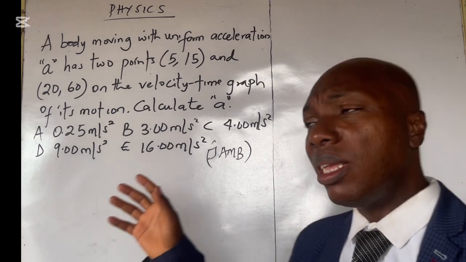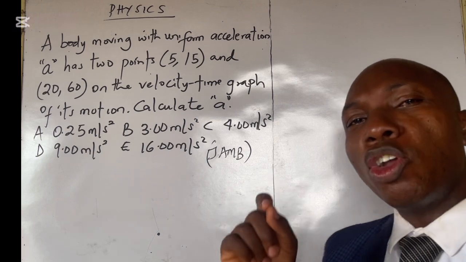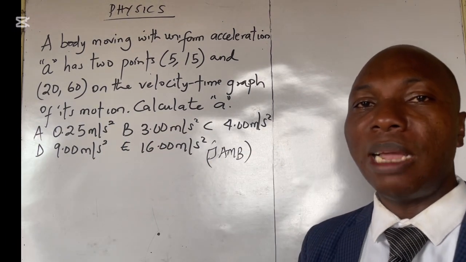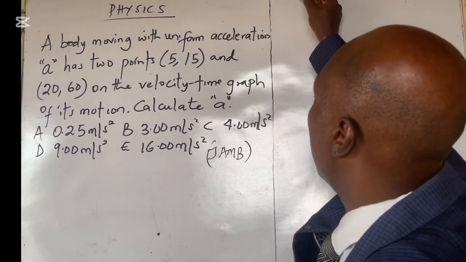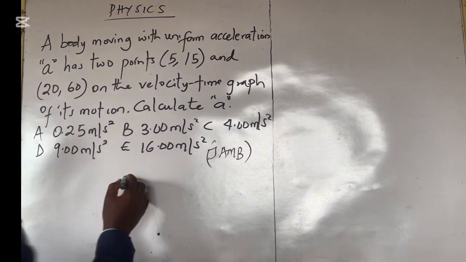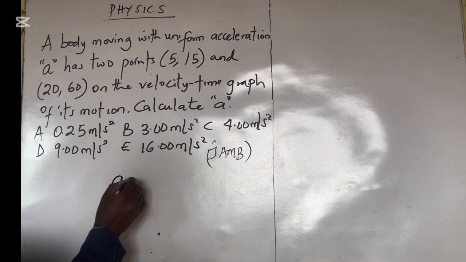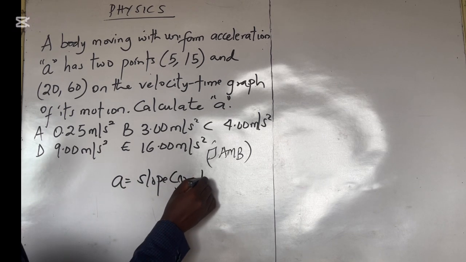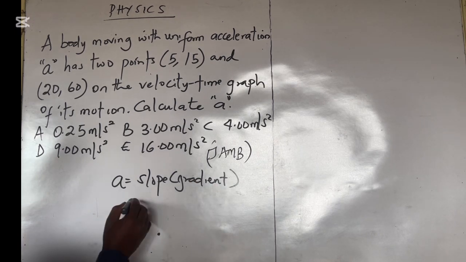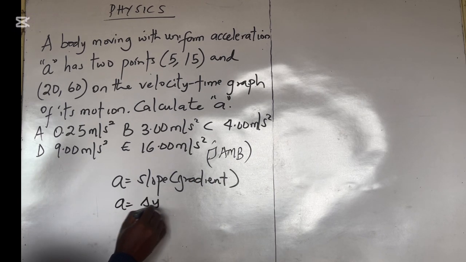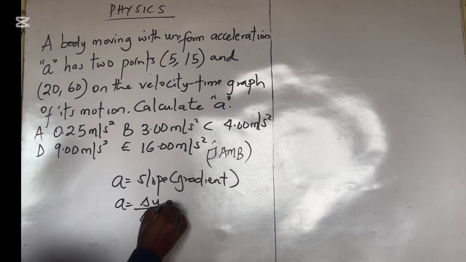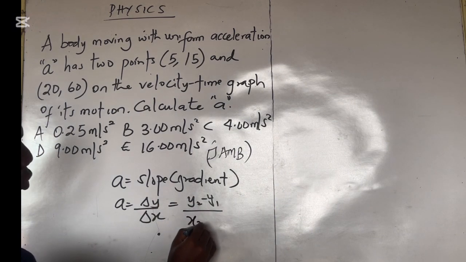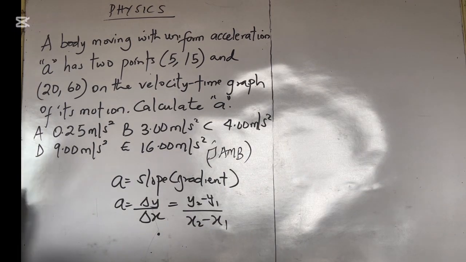When we examine the question very well, the acceleration a is given by the slope or gradient of the velocity-time graph. The formula is change in y over change in x. That means y2 minus y1 over x2 minus x1. So let's go to the equation.